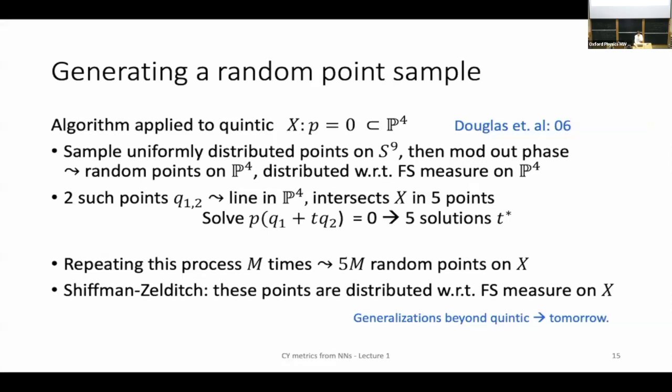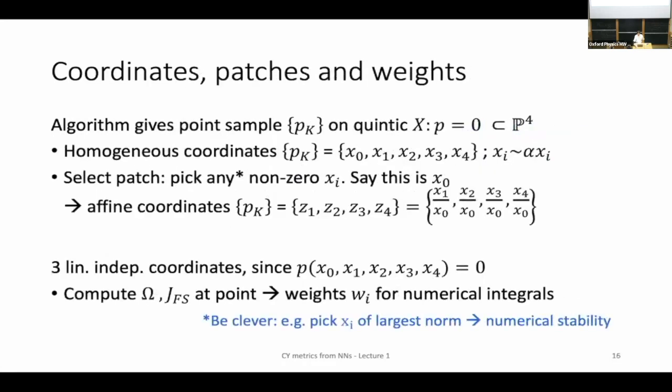What I've described here is for the quintic, and one can generalize this for other kinds of ambient spaces, and I will say something more about that tomorrow. But what I wanted to say here is that there is a nice method that one can use. It's very quick, it's very cheap, and the reason for that is that we're basically sampling points on spheres, and there are ready-made methods for sampling points on spheres. So you can get a cheap way of getting your points using methods that are standard.